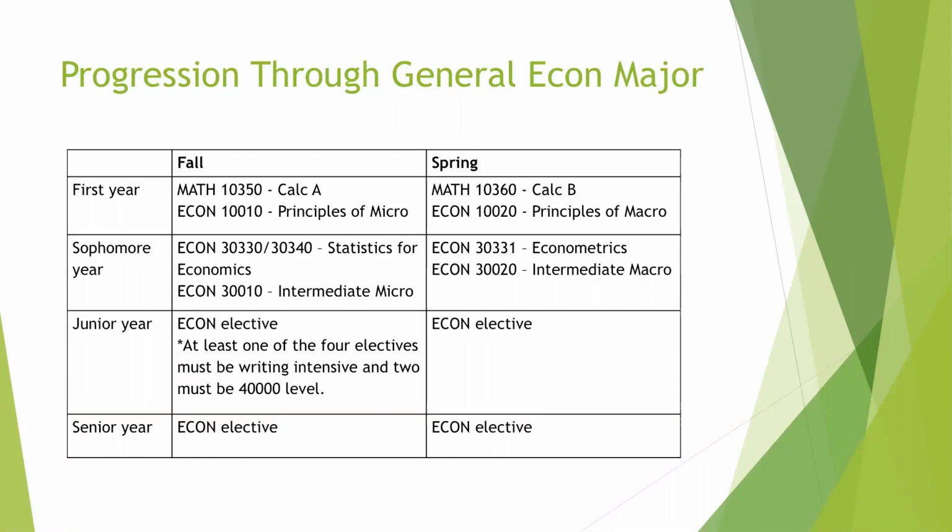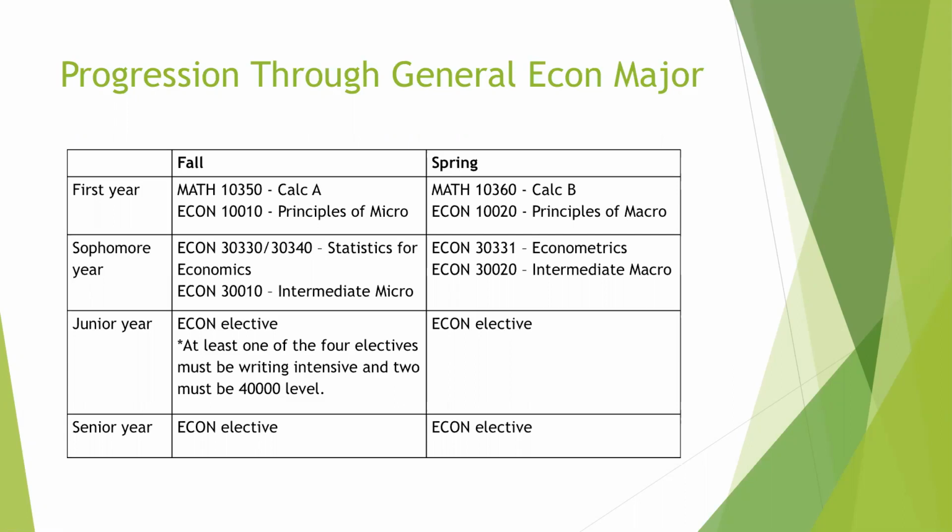In sophomore year, we want students to take the core courses, which are intermediate micro and intermediate macro, and statistics for economics and econometrics. So by taking all of the core courses by the end of the sophomore year, this opens up any econ elective that the student wants to take in their junior and senior year. Also, having taken econometrics and intermediate micro and intermediate macro may open up job or internship opportunities over the summer, such as with the Lab for Economic Opportunities.